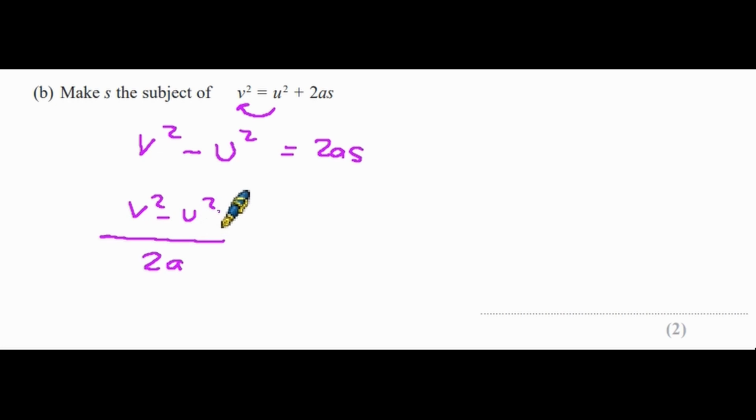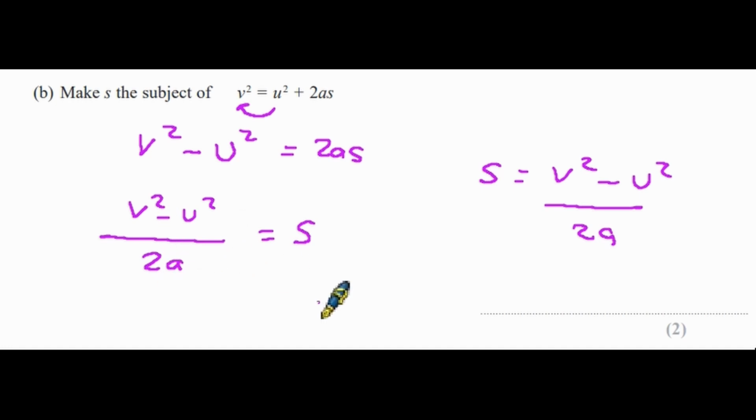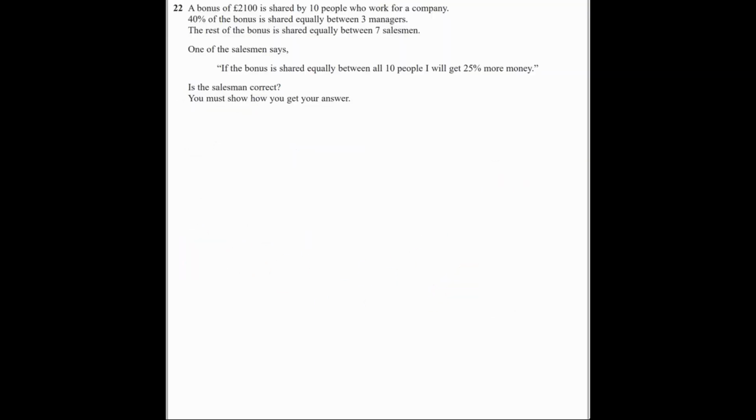So v squared minus u squared over 2a equals s. We have done that. If you want to make it look aesthetically better, you would write the s first. So s equals v squared minus u squared over 2a. In fact, either way around is a correct answer.